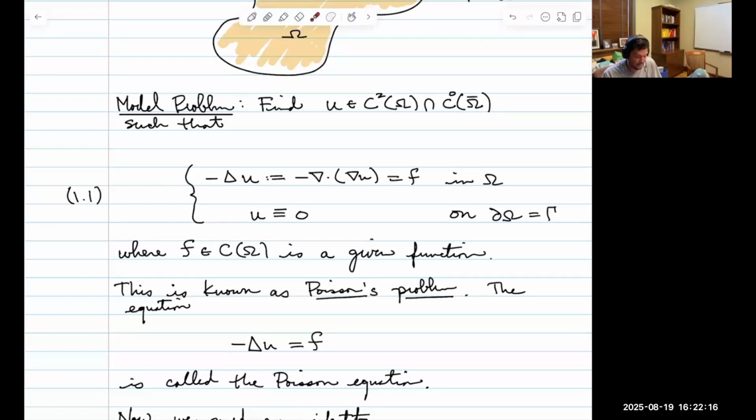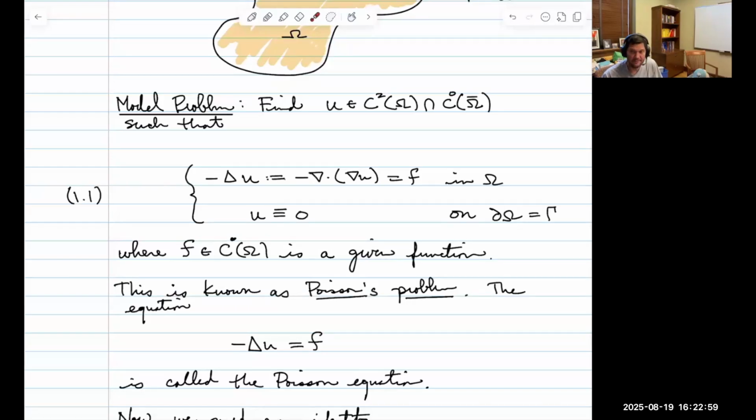C0 just means continuous, such that that function satisfies minus the Laplacian of u. If you've never seen this notation, Laplacian of u just means the divergence of nabla of u. If I take nabla, that gives me the gradient of u, which is a vector derivative, and if I take the divergence of a gradient, that gives me back a scalar. So the Laplacian is the divergence of the gradient of u. Okay? And that should be equal to a known function f, where f is a C0 function over the open set omega.